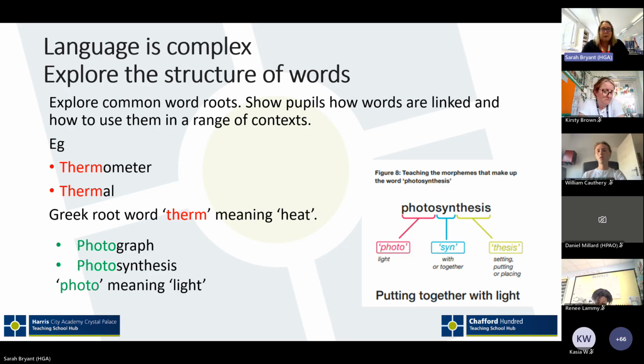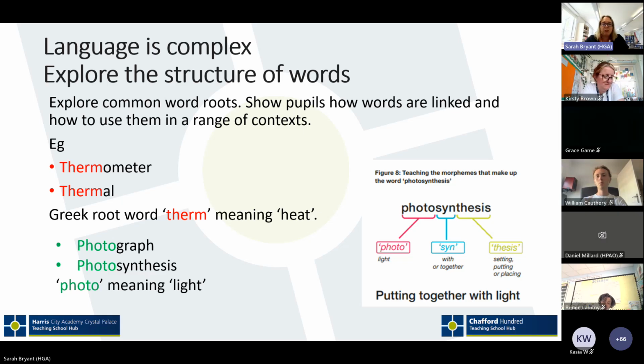So one way you can help with this is we can think about how to explore the structure of the words. So we can explore common word roots, showing pupils how words are linked and how to use them in a range of different contexts. So an example would be thermometer, therm and thermal. So Greek word therm meaning heat. So therefore thermal is to do with heat and thermometer measures heat.